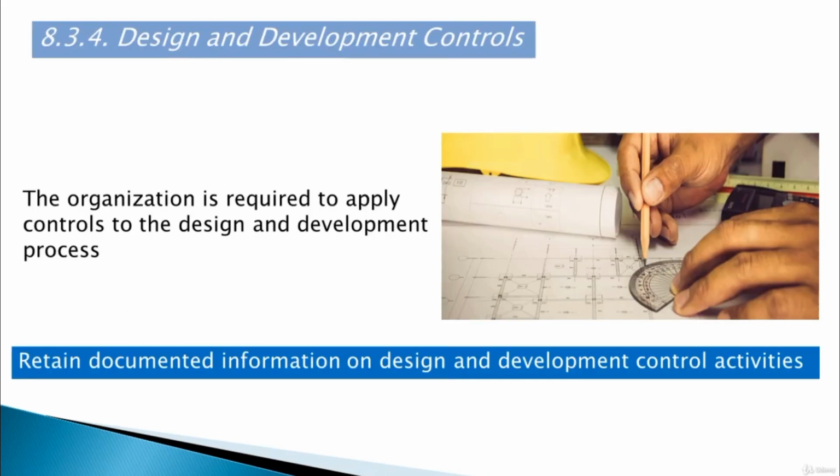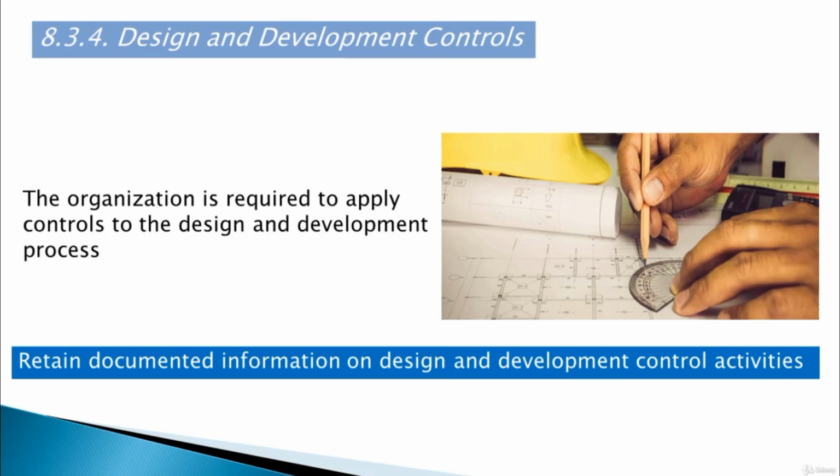The fourth subclause of design and development is the design and development controls. So the organization is required to apply controls to the design and development process. Design and development controls are aimed at providing assurance that the outputs of design and development activities have met the requirements for this activity.